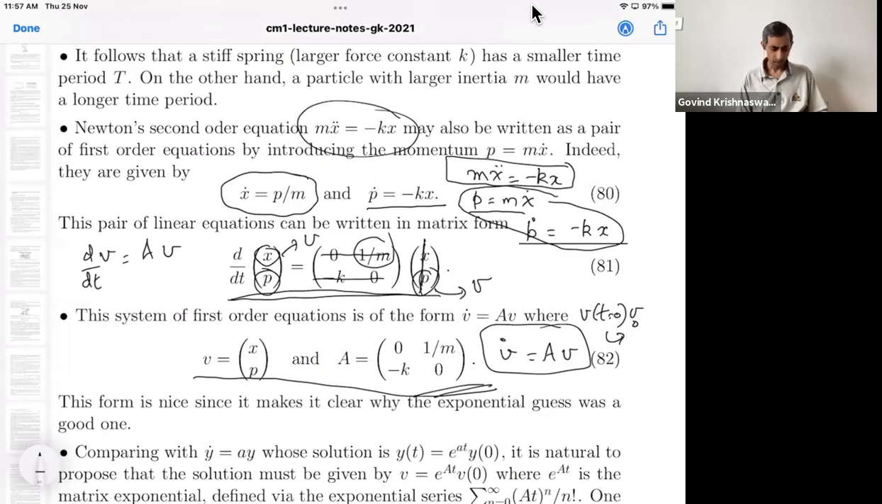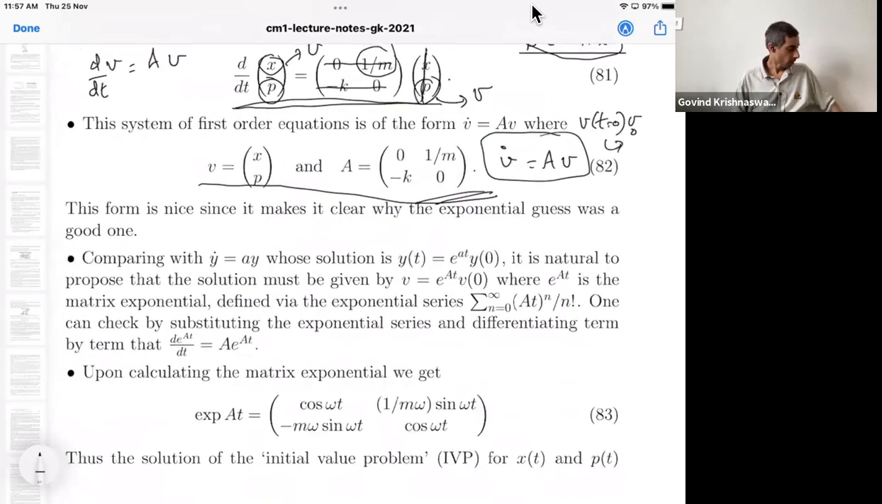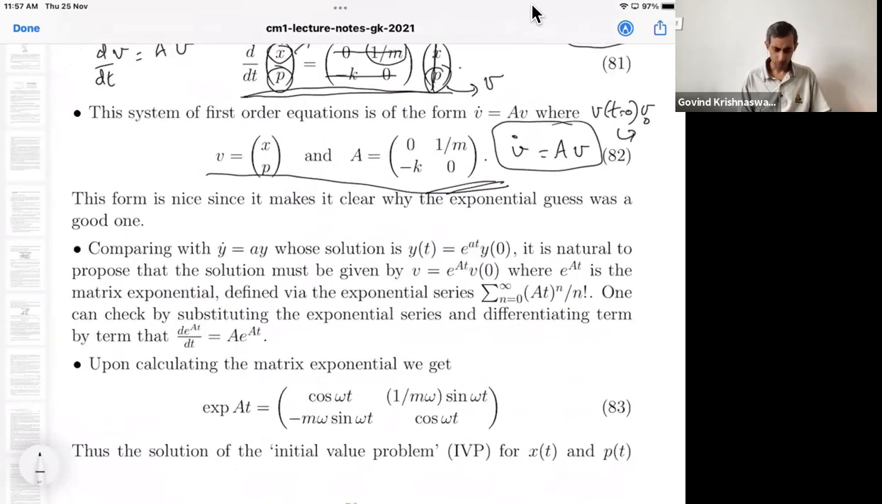Correct. So the proof lies in this remark here, which I did not go through in full detail perhaps. So let me just quickly go over that.